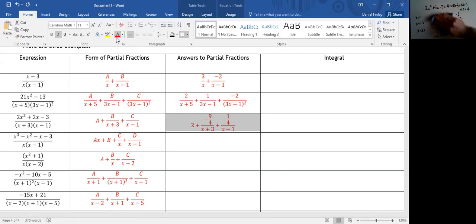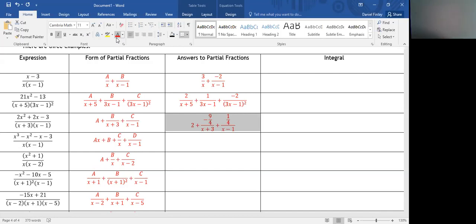Good. Now, just before I do the next one, remember something like that second term, the minus 9 over 4 x plus 3. I could write that as minus 9 over 4 lots of x plus 3. The only reason I'm leaving it like that, and the answer is because in tomorrow's lesson, we're going to start integrating that.